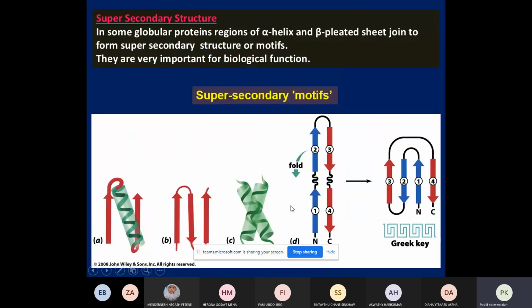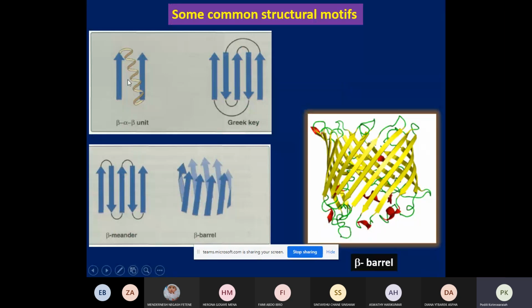In addition to this, there are some super secondary structures. These are composed of more than one secondary structure. You can see here the super secondary structures: beta-alpha-beta unit, Greek key, beta meander, and beta barrel. The beta-alpha-beta subunit consists of two parallel beta sheets connected by an alpha helix, and the Greek key is composed of several anti-parallel beta strands that are folded.